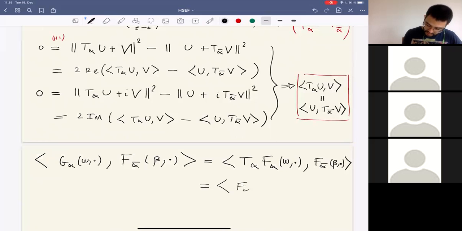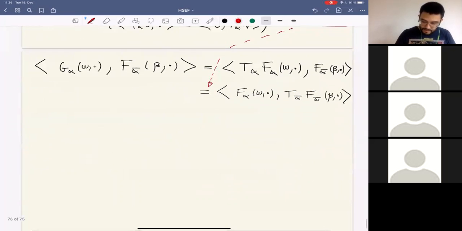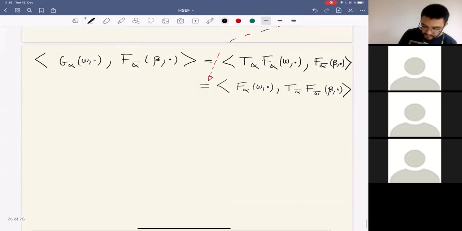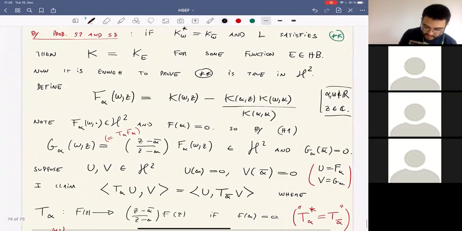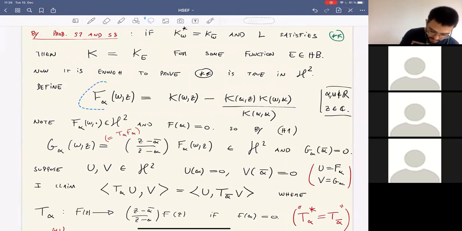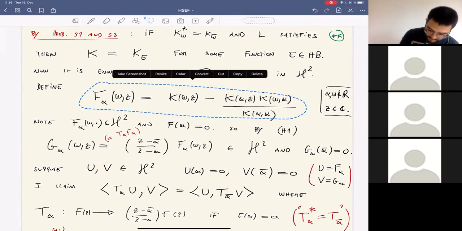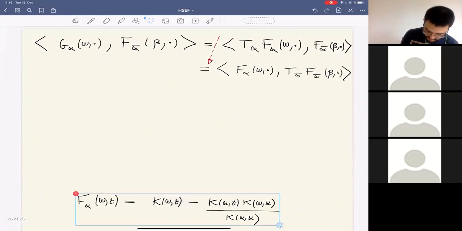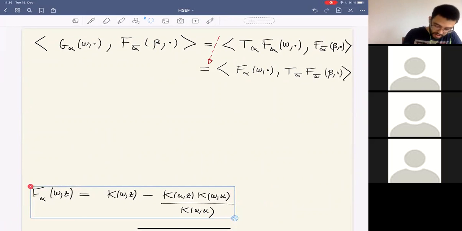I can move this guy to the other side, bar beta dot. Okay, this is by this identity here. So now we just have to open and see what we get. So let me recall what these functions are. So let me maybe copy this. Just for the moment, let me put these guys here on the bottom, just so you can look and recall what these functions are.